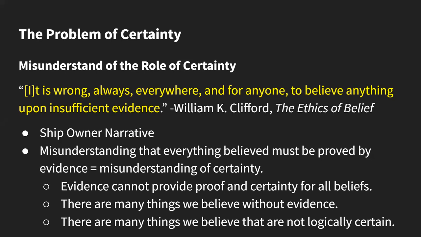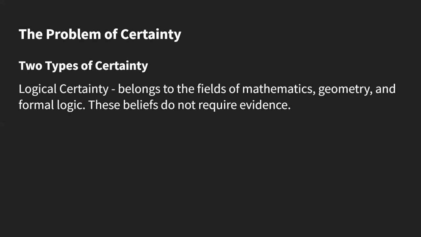There's a difference between what we would call logical certainty and psychological certainty. And again, if you buy the Nash book, he talks about this at length, and it would be worth your money to get his book. So there are two types of certainty that we're dealing with in philosophy usually, and in apologetics. There's logical certainty. Logical certainty belongs to the fields of mathematics, geometry, and formal logic.